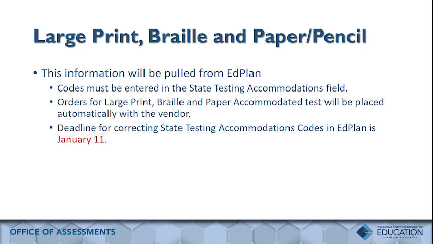Large print, Braille, and paper testing accommodation information will be pulled from EdPlan, and orders for these materials will be placed automatically with the vendor. Please note, once changes are made to EdPlan, there could be a 2-day delay before being populated in the wave. The deadline for correcting state testing accommodations codes in EdPlan is January 11th.